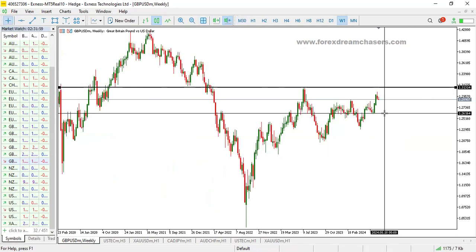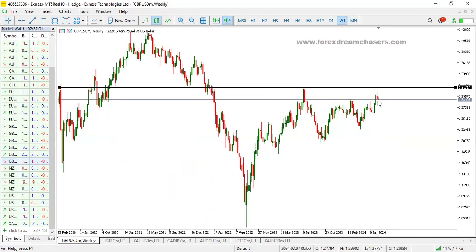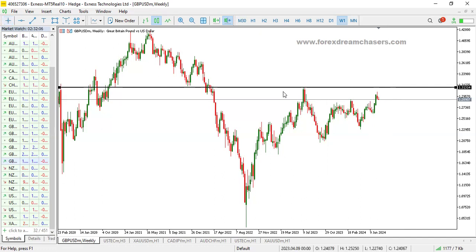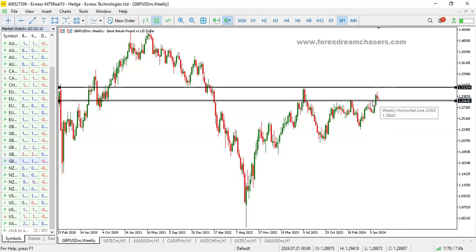The continuation pattern was tested. A resistance was broken, and it's supposed to become a support. I'll add another line, but make sure that your chart is always clean. Here is a broken resistance, supposed to be tested as support.